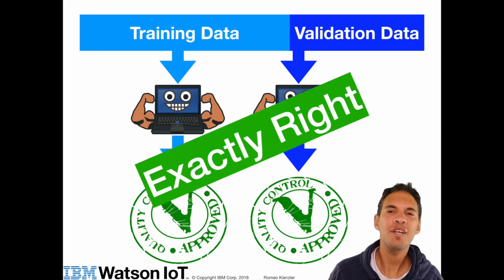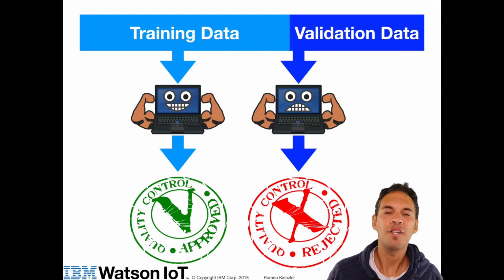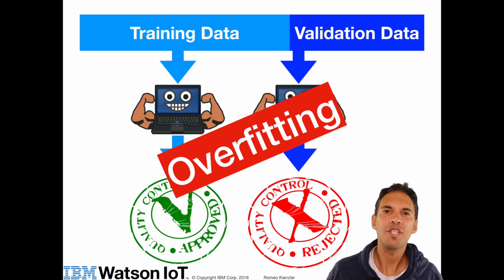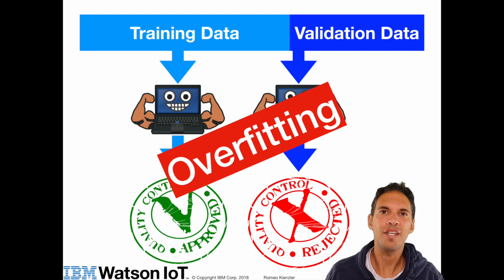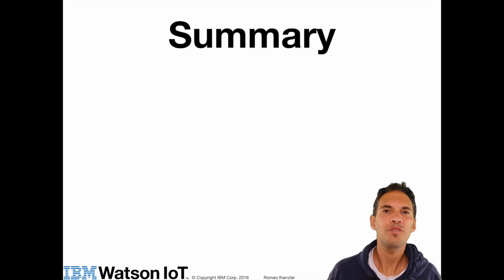But now let's consider we are doing a good job on the training data, but a bad job on the unseen validation data. This is called overfitting, because we are fitting the model too strongly to the training data, and therefore it's not generalizing good enough to unseen data. On the other hand, if we are doing a bad job on the training and on the validation data, we call this underfitting.